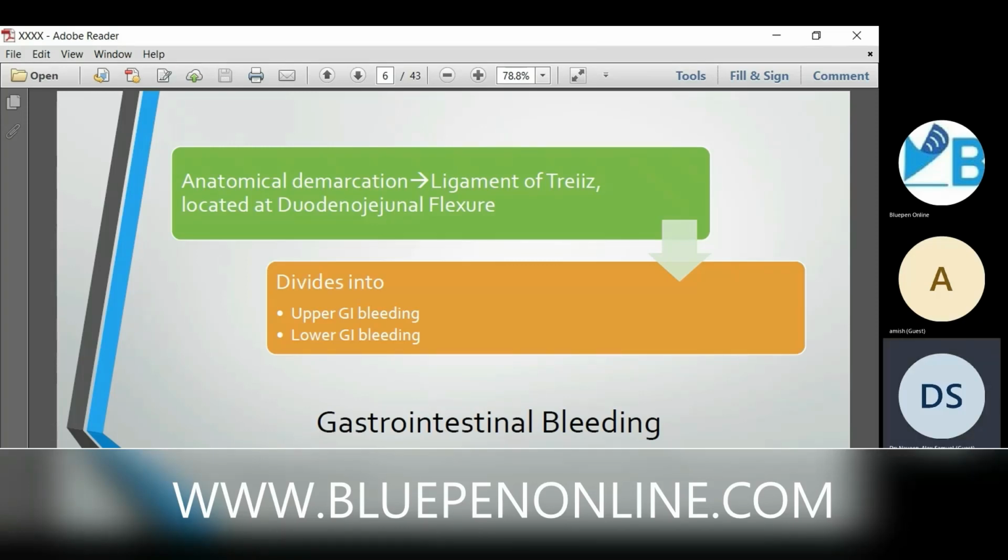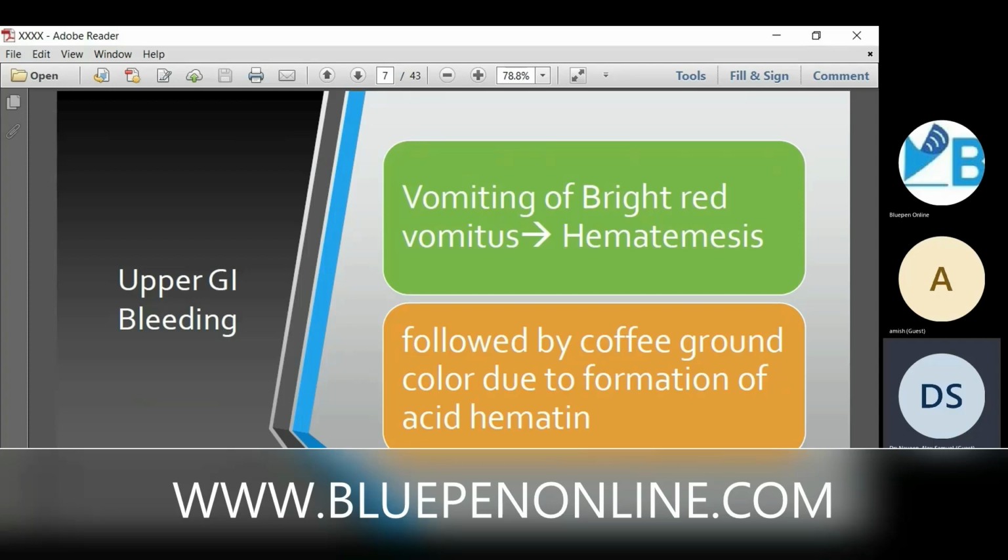There are two types of GI bleeding: upper GI bleeding and lower GI bleeding. So what is upper GI bleeding? It is the vomiting of bright red vomitus, that is hematemesis. That's what I told you. When the vomit is mixed with bright red blood, that is hematemesis.